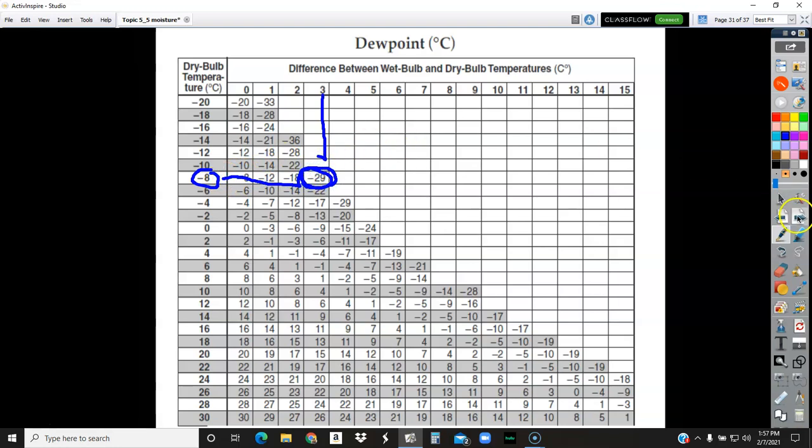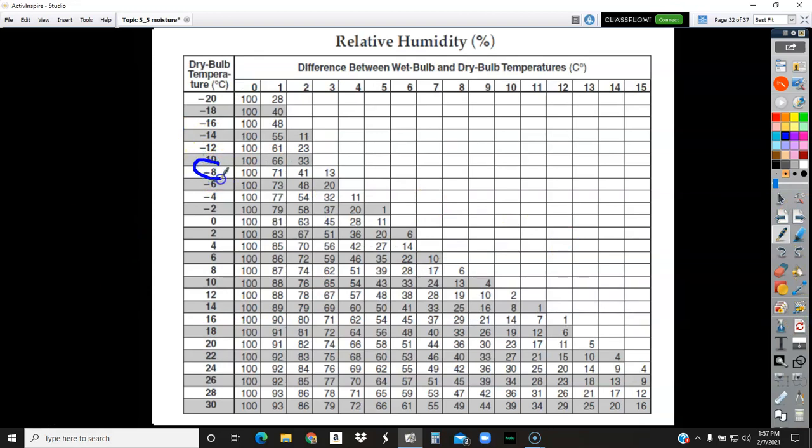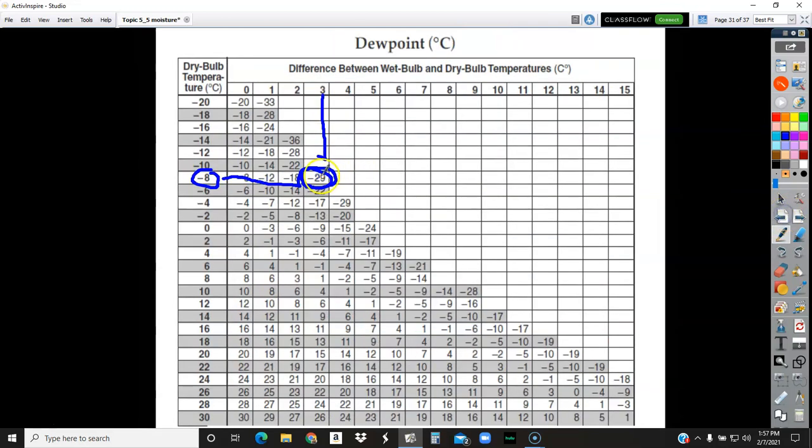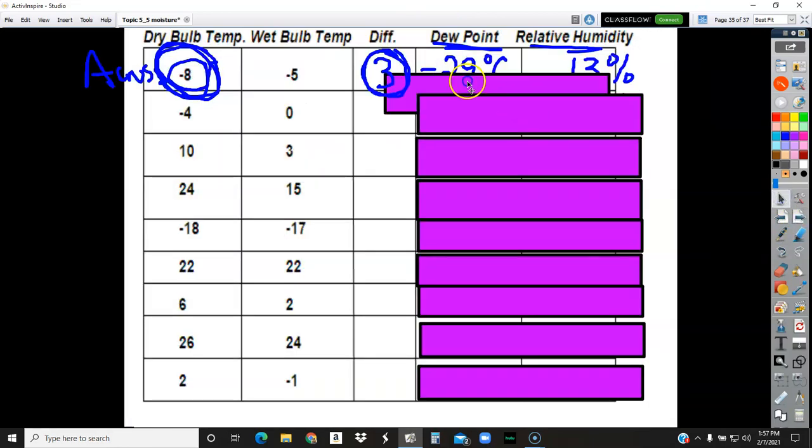And then I go to the bottom chart and do the same exact thing. -8 is here. Difference was 3. I come down the 3 column, and across the -8, I get 13%. So this is 13%, and the other one was in Celsius. I get -29 Celsius. So you want to fill in that chart like that. -29 Celsius and 13%. So that's on one of the assignments for this week. Very easy. Just use the chart. Take your time. That was a very long video.